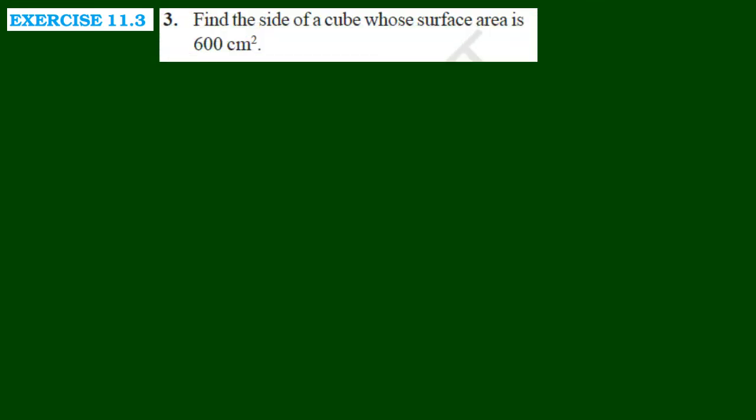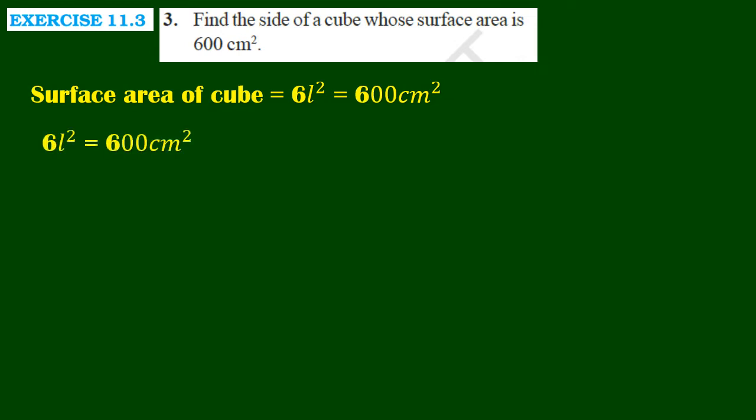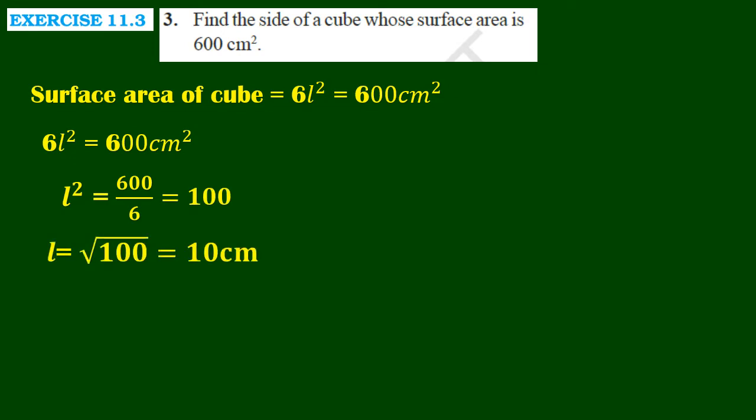Very simple question. Find the side of a cube whose surface area is 600 centimeters square. So what's the surface area of a cube? Yes, 6L square, that is equal to 600. So L square is what? 100. Yes. Then what is L? Root of 100. That is equal to 10 centimeter. Very, very simple. Now moving on to question number 4.